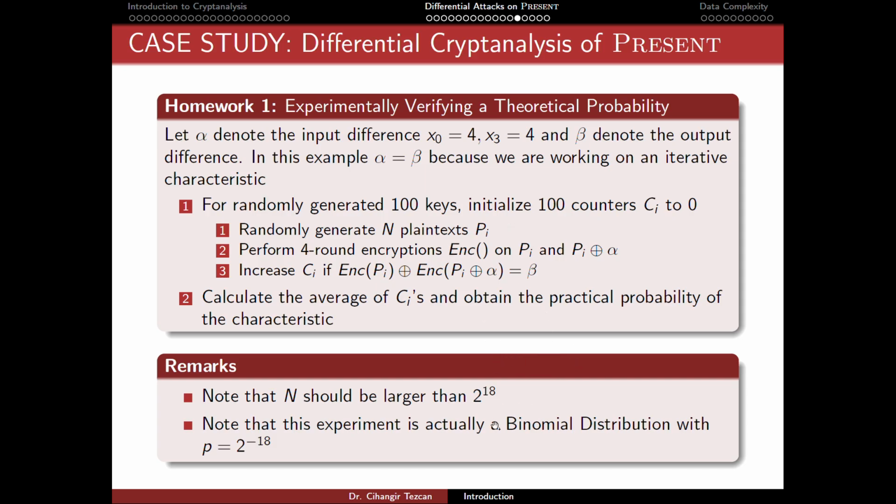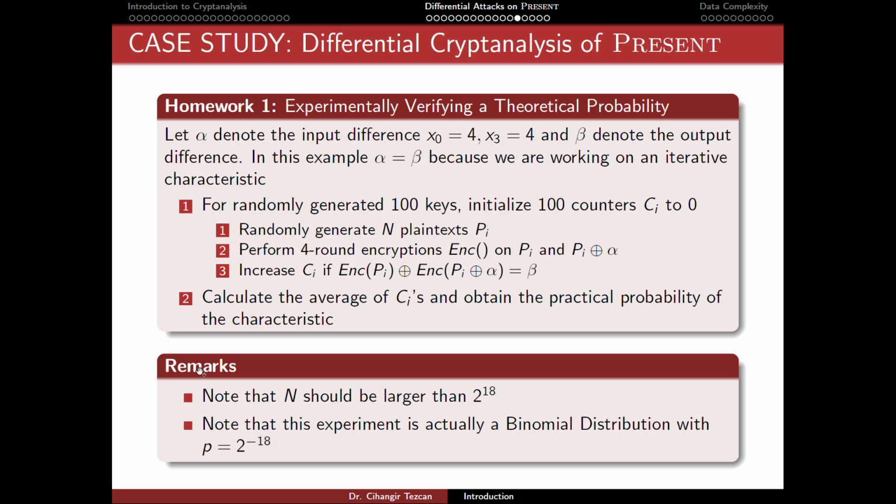Once you do this, you will obtain this counter. If it looks correct, then you can repeat this experiment for 100 keys and take the average of the C_i's. What does this mean? You know that the expected value is the probability times n. When you perform an experiment in real life, the value you observe here, the average of C_i's, should be close to the expected value.